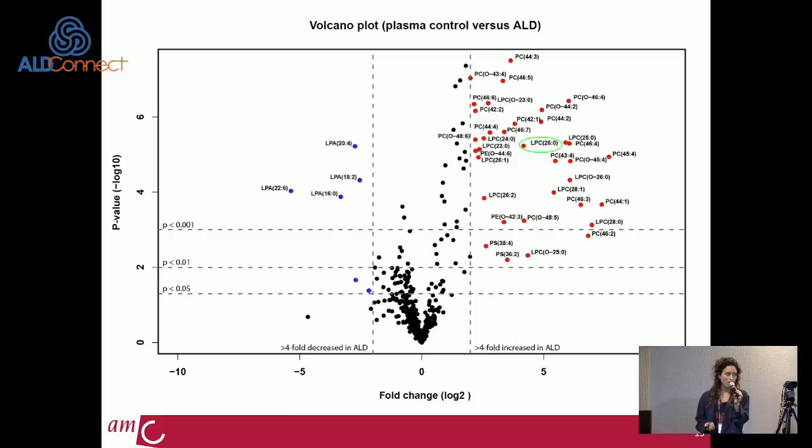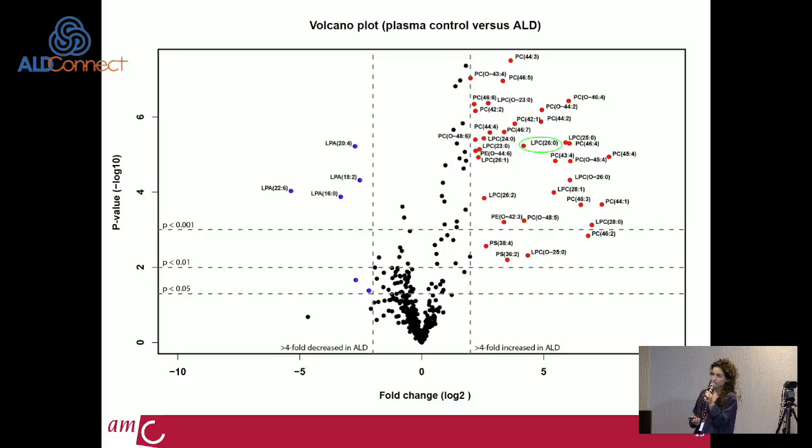So in this volcano plot, we compare the group of patients to controls. And on the x-axis, you can see the fold change. So if it's on this side, it means it's increased in ALD patients. And here it says more than 4 times increased in ALD patients. On the other side, it's decreased in ALD patients. So more than 4 times decreased here. And why do we use a logarithmic scale? Because otherwise the graph would be really, really big.